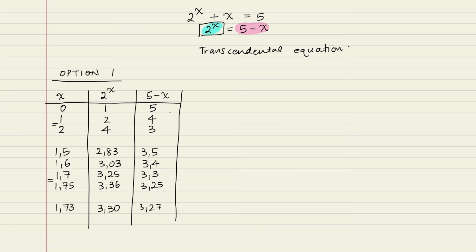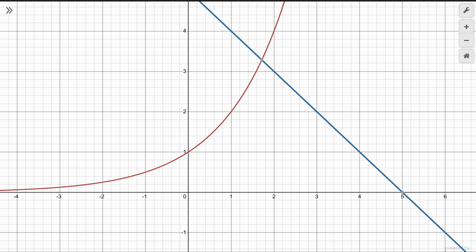So we can say that the solution for x is going to be roughly 1.73. But if you want the actual solution, we need to use a different method. Now we can plot these two functions, 2 to the power of x and 5 minus x, and we can get a more accurate answer. We can see that x is actually 1.71562.